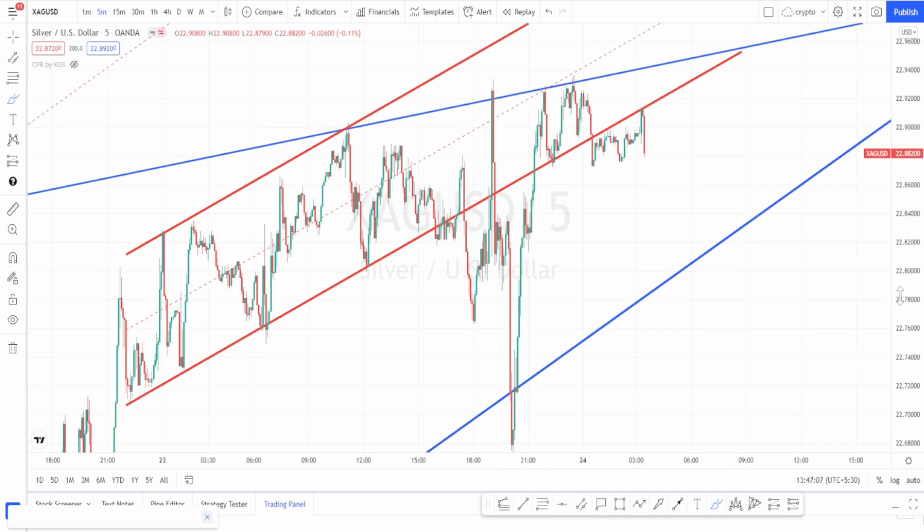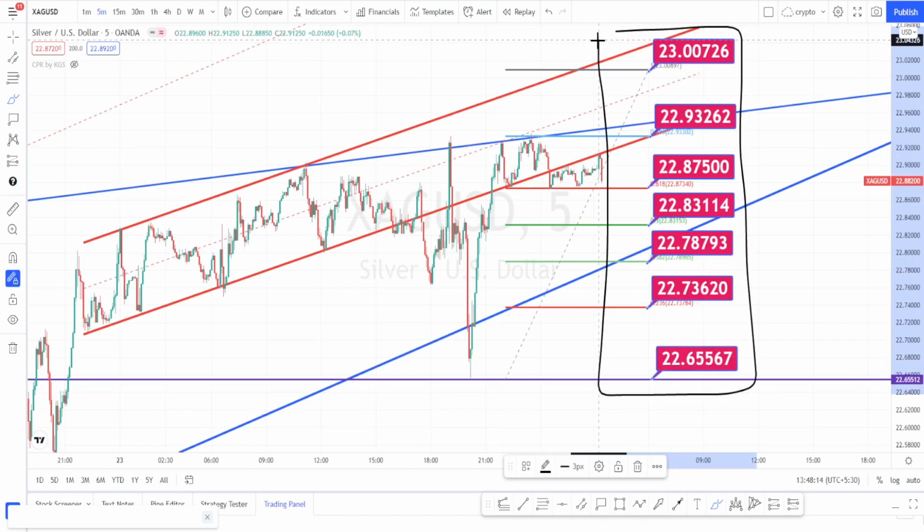Let us draw the support and resistance levels. These are all the support and resistance levels in the 5 minutes time frame. Currently the market is in a bearish trend. We can expect it to fall further and test this support line of the channel pattern. If it breaches this level, we can expect the next support to be at 22.73. And if it breaches this support level, we can expect a further fall and a test on this support level of 22.